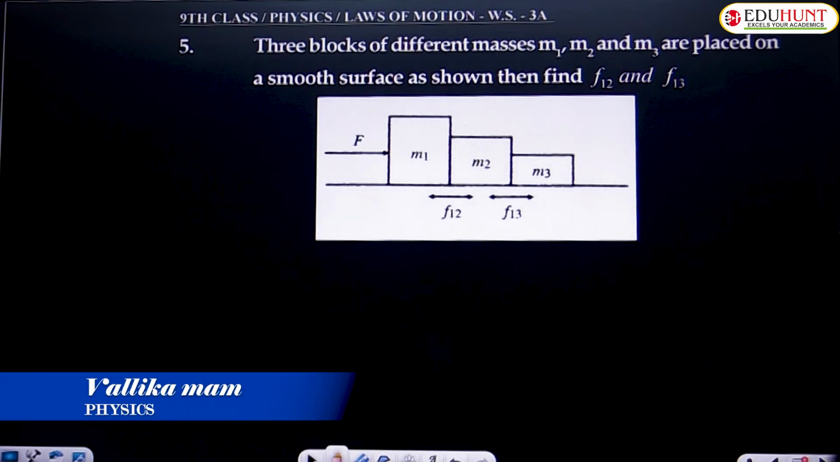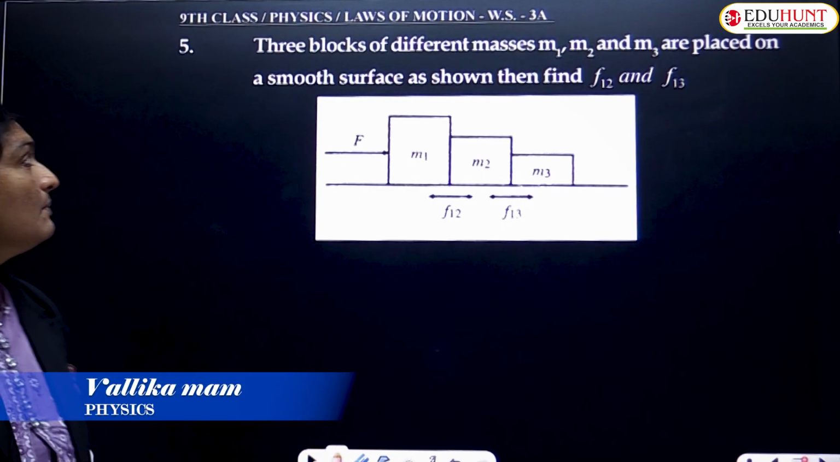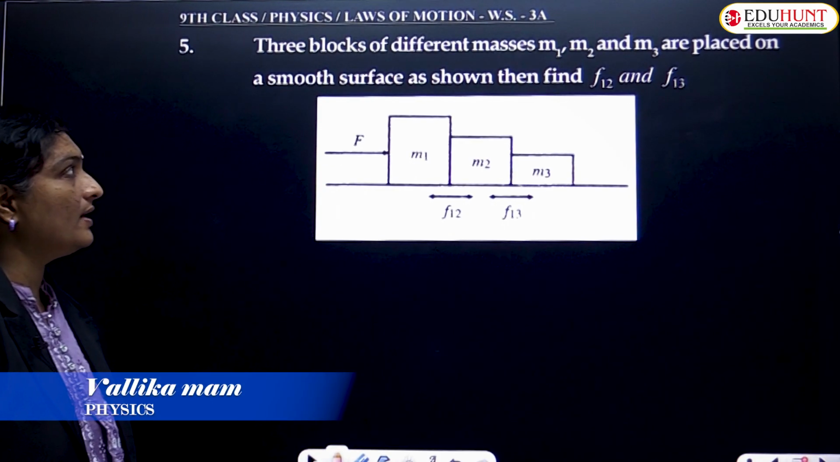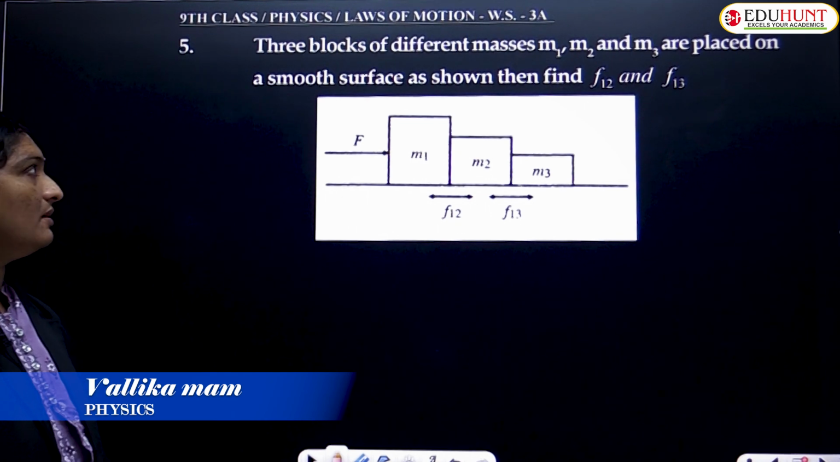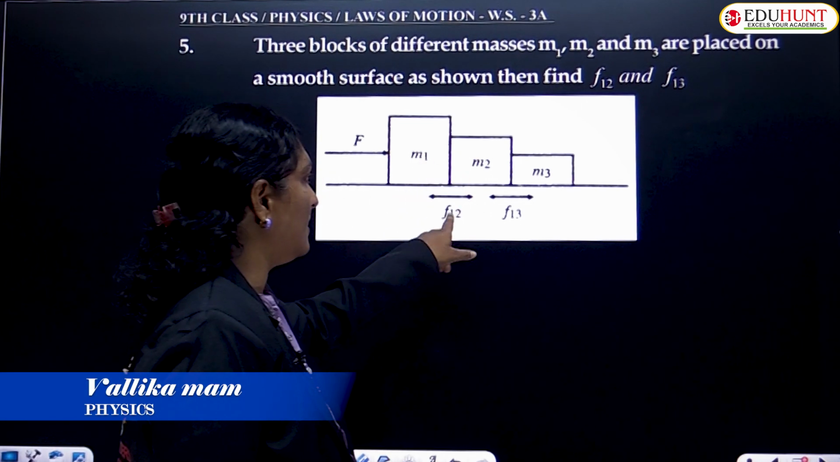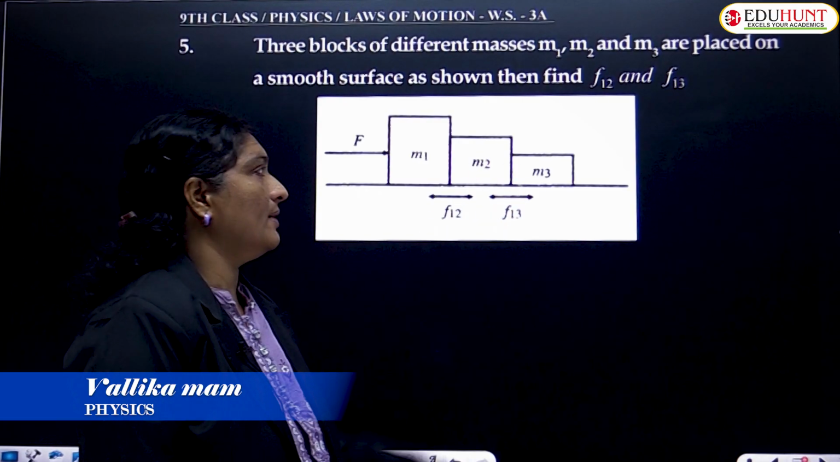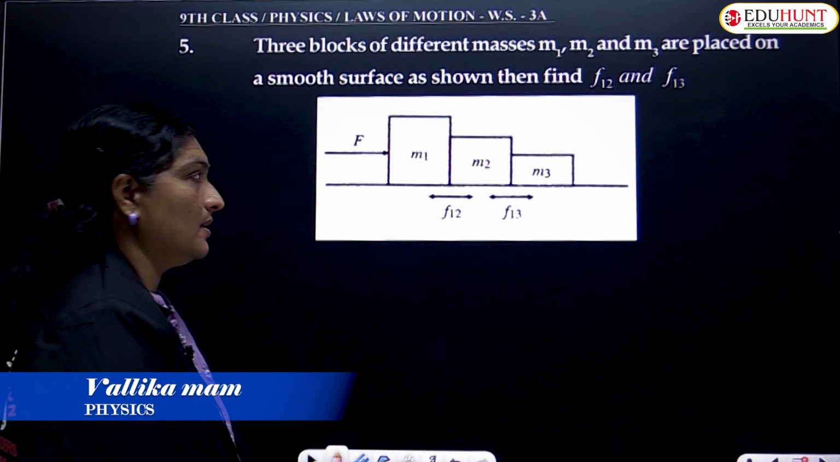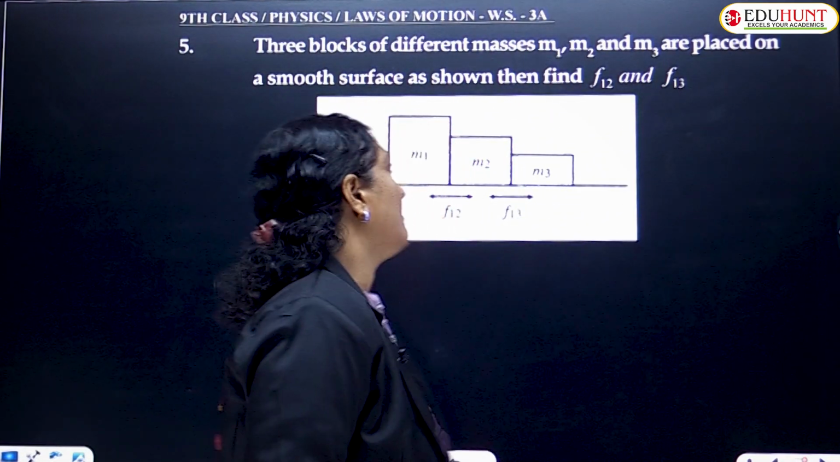Question number 5. Three blocks of different masses M1, M2, M3 are placed on a smooth surface as shown in the figure. You're asked to find the contact force between M1 and M2, indicated by F12, and the contact force between M2 and M3, indicated by F13. So you need to find the value of F12 as well as F13.